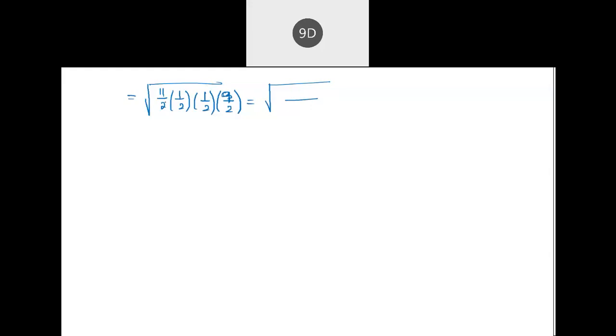So 11 into 9 is 99, and denominator 2 into 2 into 2 into 2 is 16. Okay, now apply square root for each and every number inside the root. Square root of 11 into square root of 9 by square root of 16.